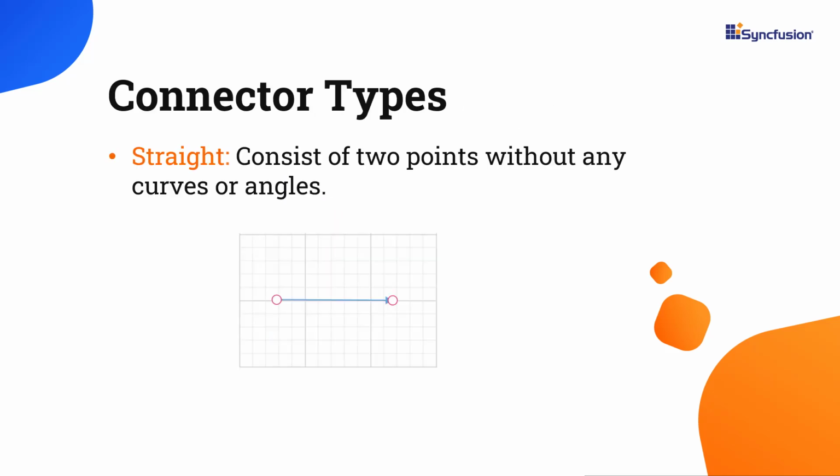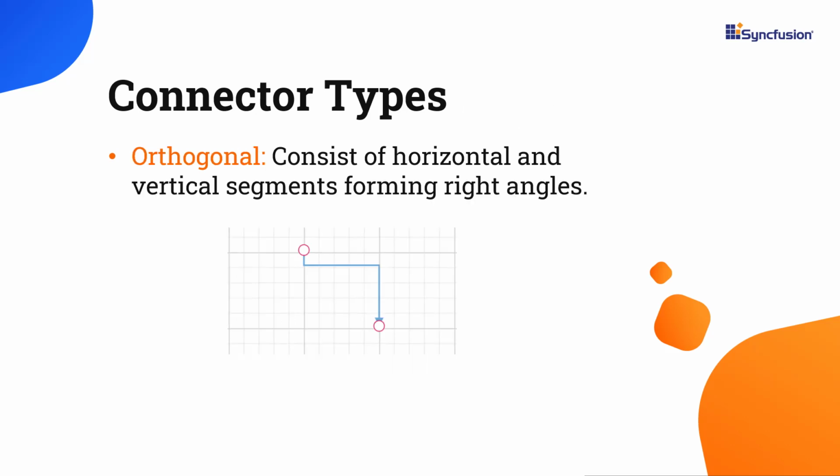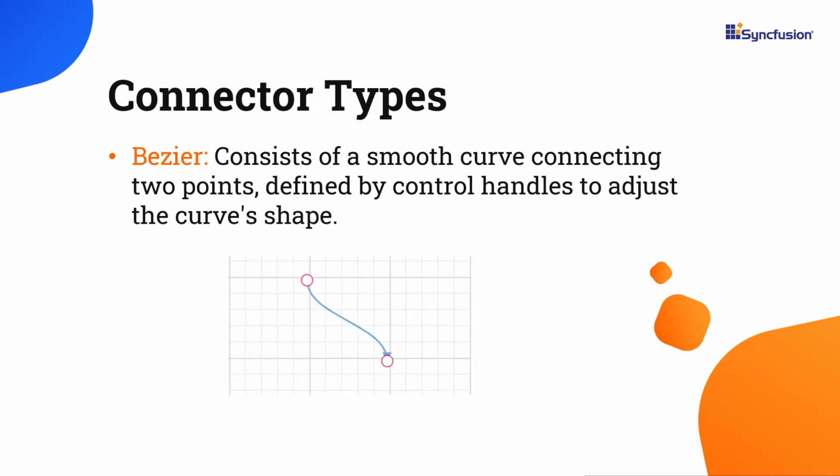A straight connector will be 2 points without any curves or angles, suitable for clear and simple connections. An orthogonal connector consists of horizontal and vertical segments forming right angles, ideal for creating organized diagrams with precise alignment. A Bezier connector has a smooth curve connecting 2 points, defined by control handles to adjust the curve's shape, commonly used for creating flowing connections between elements.